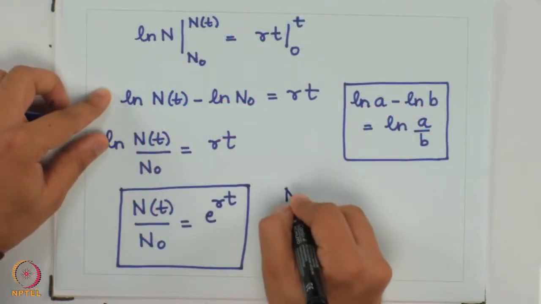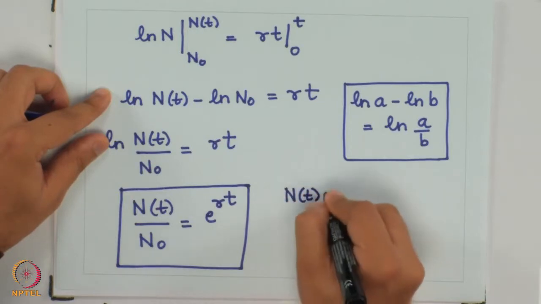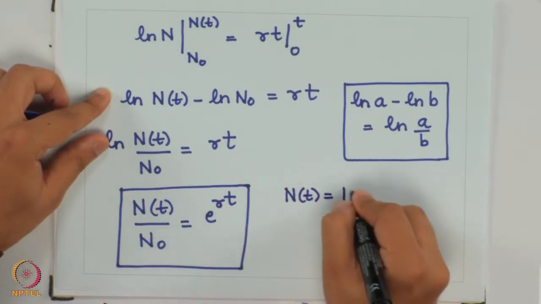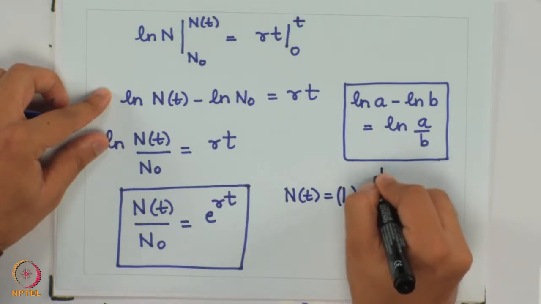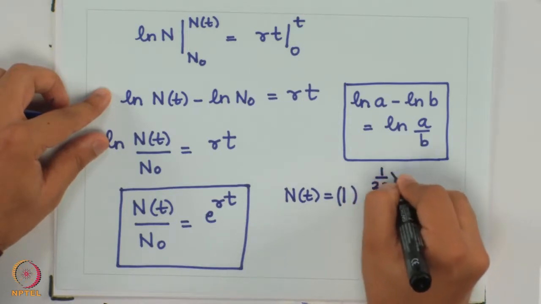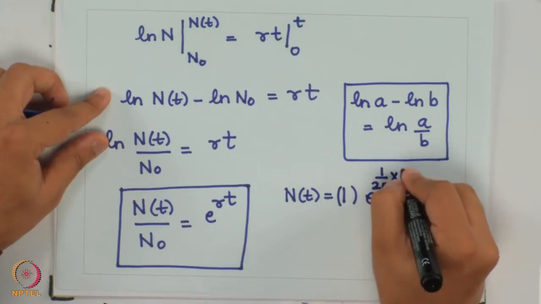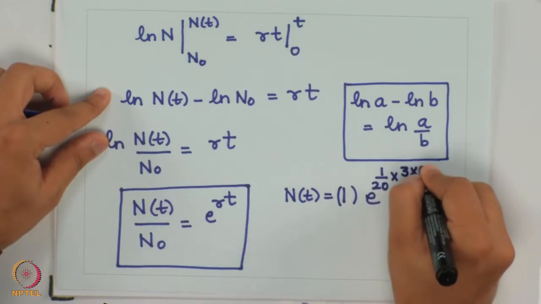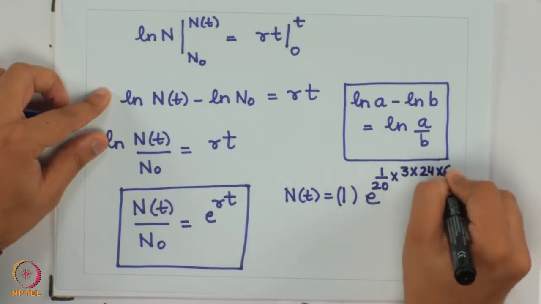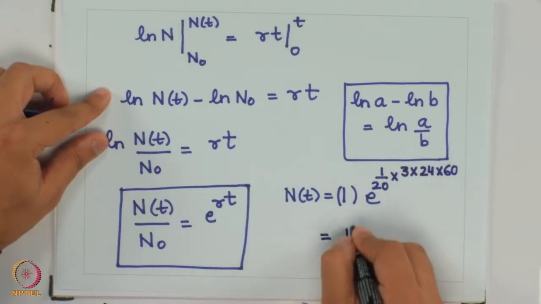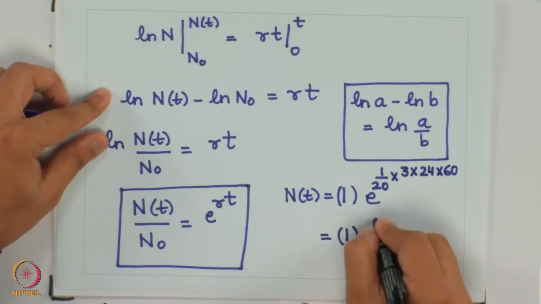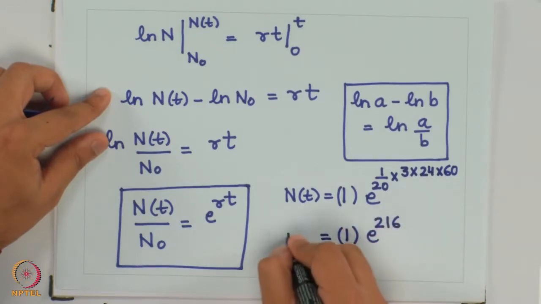If we plug those in, we get nt is equal to 1, which is n naught, into e to the power r, which is just 1 by 20, and t is just 3 days into 24 hours into 60 minutes per hour. This comes out to 1 into e to the power 216.